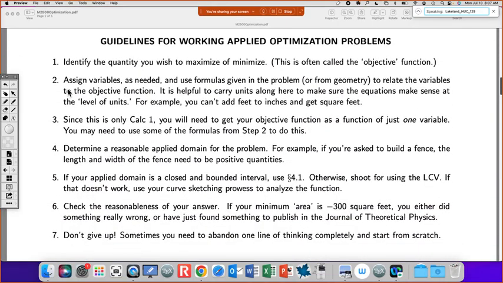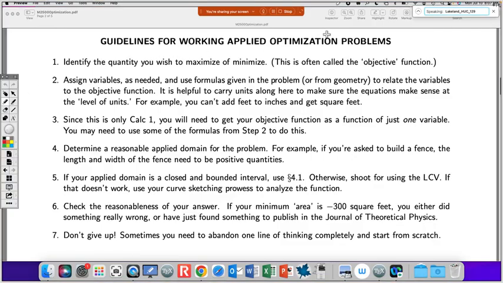All right, and just like we had a section on related rates, I don't know, a week and a half ago, maybe. Section 3.9, these are guidelines for working applied problems. There's no one single recipe that works for all of them.